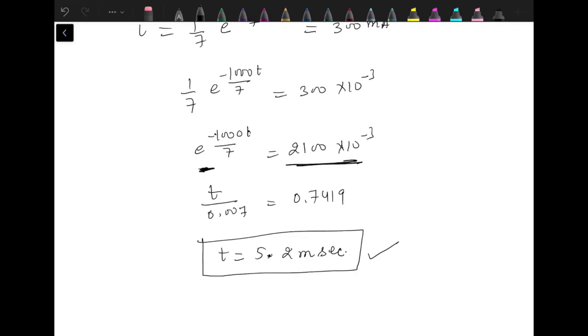I hope these problems are sufficient to clear the transient analysis.